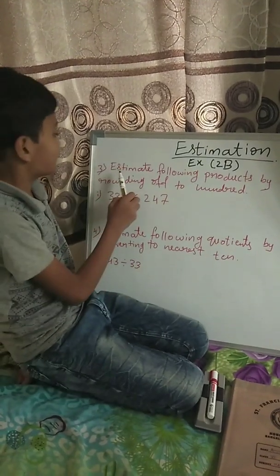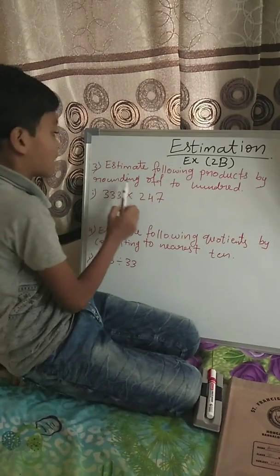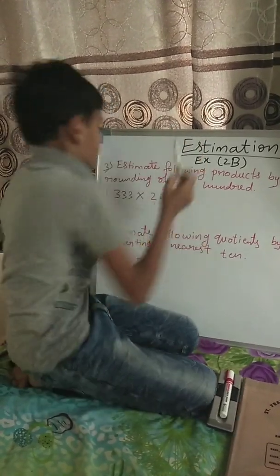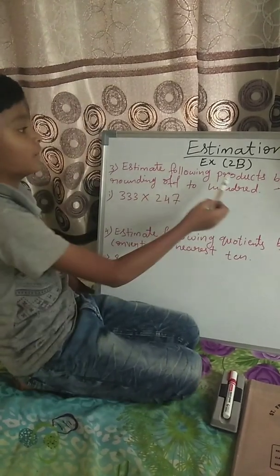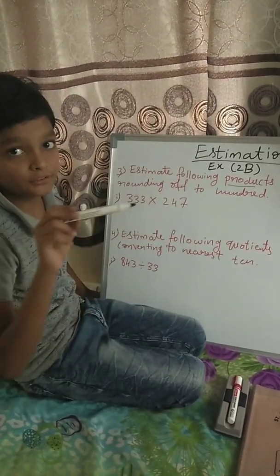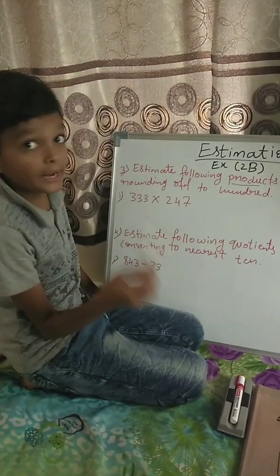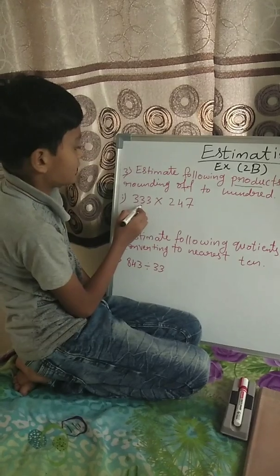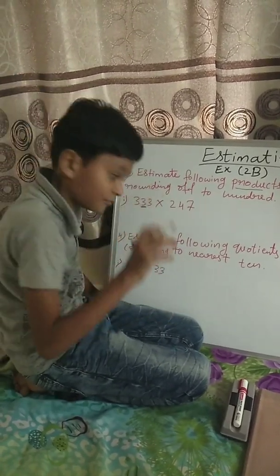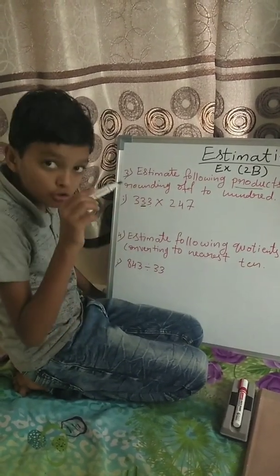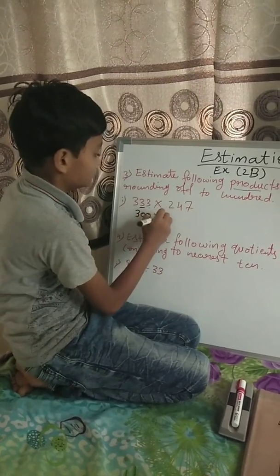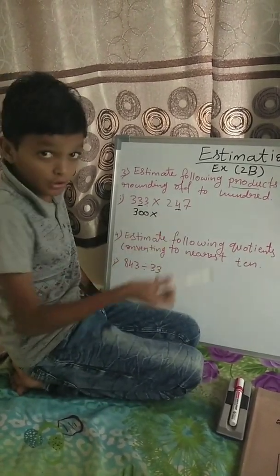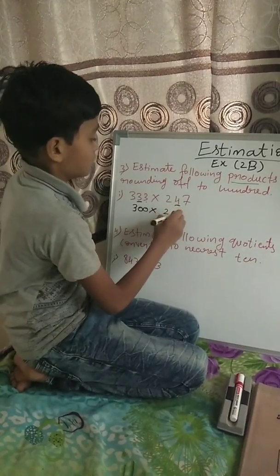Okay. The third question is estimate the following products by rounding off to 100. When we have to round off to 100, you have to check the tens place. Here it is rounding off to 100, and products means multiplication. So after converting these to the nearest 100, then we have to multiply. So first let's convert. While converting, we have to check at the tens place as I mentioned, and in the tens place you can notice 3, which is also smaller than 5. So the 3 should become 0, and the ones place 3 also should become 0. And the final answer is 300 into, here also we have to check the 4 because it is in the tens place, and the 4 is also less than 5. So it will become 200.